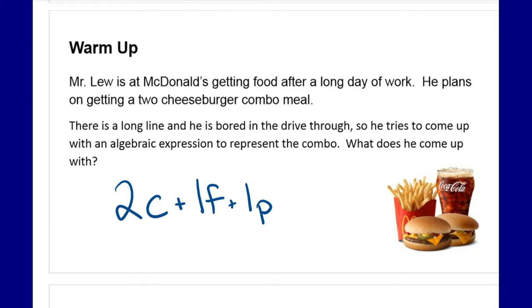Now you could use different letters. You don't always have to use the letters that match it exactly. Technically you could use x, y, and z if you really wanted to, as long as you clarify or you understand what x, y, and z represent. X represents the cheeseburgers, y represents the fries, z represents the pop, that type of thing. So sometimes using letters that are associated with the item tends to be a little bit easier, not always necessary.